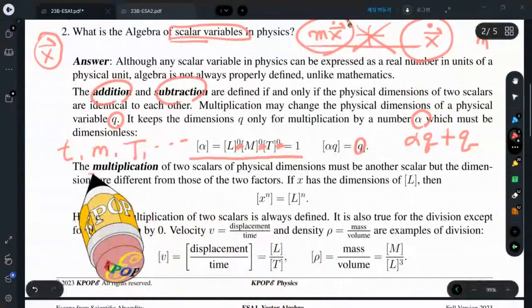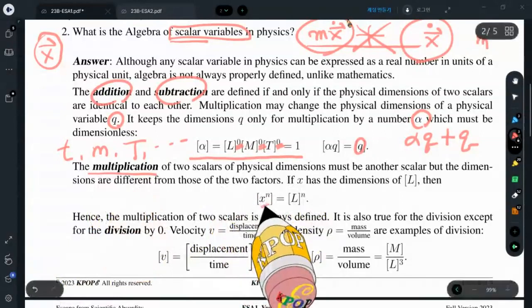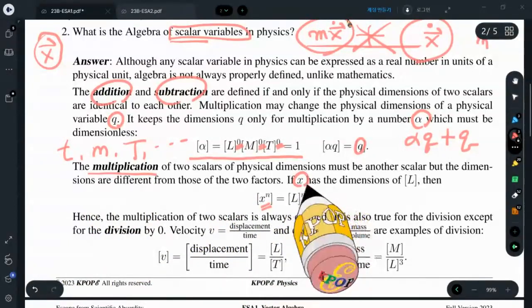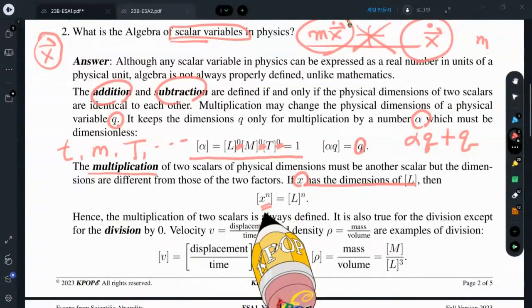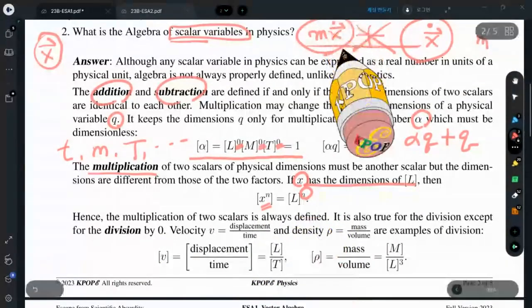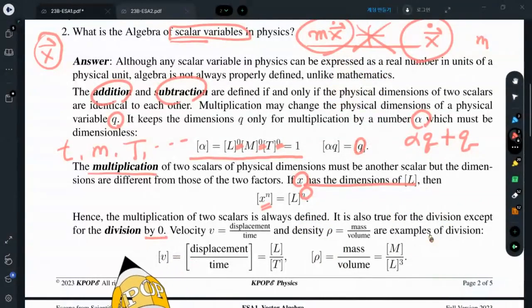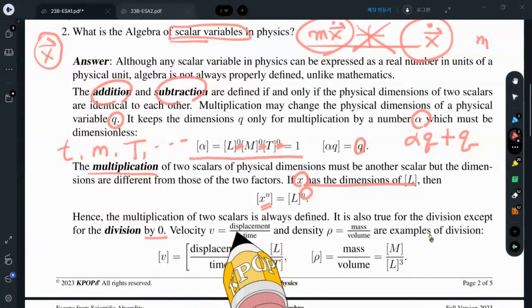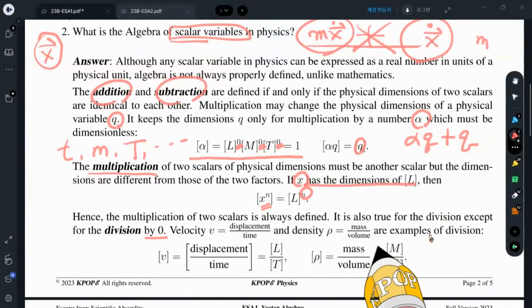For example, multiplication. Multiplication is, however, always allowed. For example, if x has the dimension of length, then x to the power n has the dimension of the same power, something like that. Division, except for the division by zero, is also allowed, and velocity, displacement divided by time, and density, mass divided by volume are always defined.